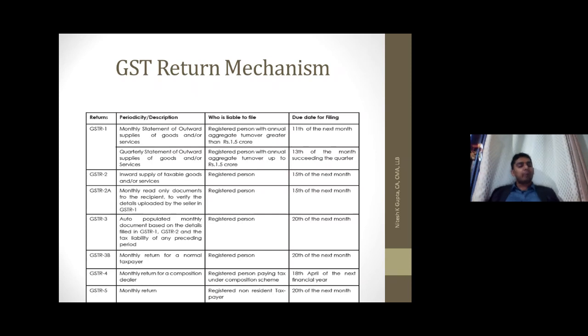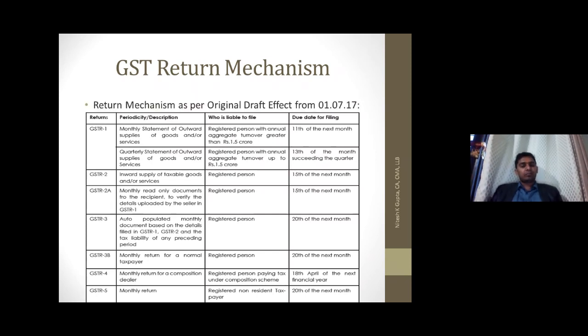GSTR 3 is an auto-populated monthly document based on the details filed in 1 and 2. So 1 and 2 combine and it comes as GSTR 3. It has to be filed by the 20th of the next month. GSTR 3 is an auto-populated return and 3B is what everyone has to file as a return by the 20th of the next month. GSTR 4 is a return for a composition dealer, which you need to file every year by 18th April. GSTR 5 is a monthly return for a non-resident taxpayer, to be filed by the 20th of the next month. So it's an original draft.